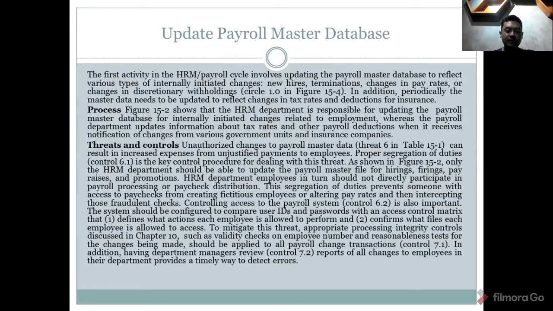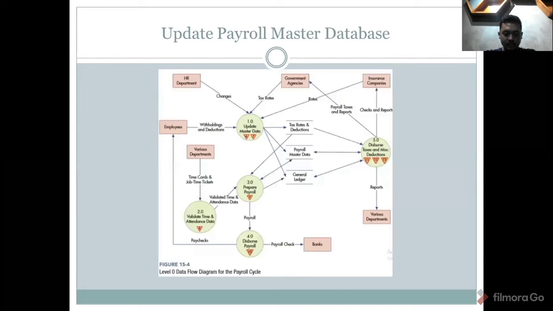Update payroll master database. The first activity in the human resource management or payroll cycle involves updating the payroll master database to reflect various types of internally initiated changes: new hires, terminations, changes in pay rates, or changes in discretionary withholding, circle 10 in Figure 50.4. In addition, periodically, the master data needs to be updated to reflect changes in tax rates and deductions for insurance. This is the level 0 data flow diagram for the payroll cycle.